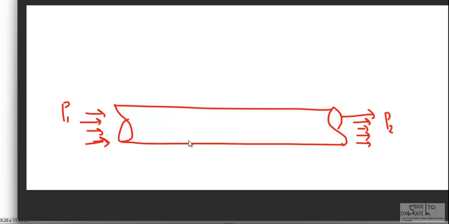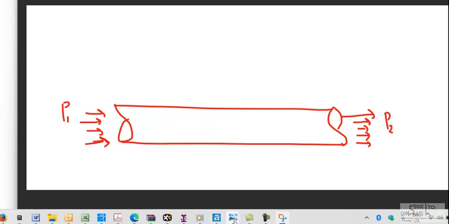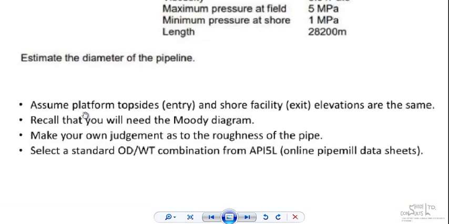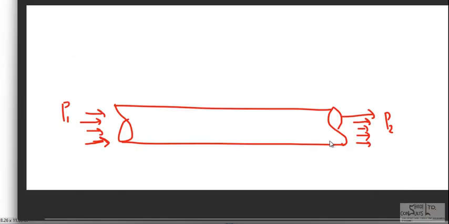Assuming the cross section is the same, and that this line is horizontal, not elevated, based on the question that was sent, assume that the topside entry and shore facility elevations are the same. Let's determine the governing equation associated with the flow of this fluid through this pipeline under steady state condition.